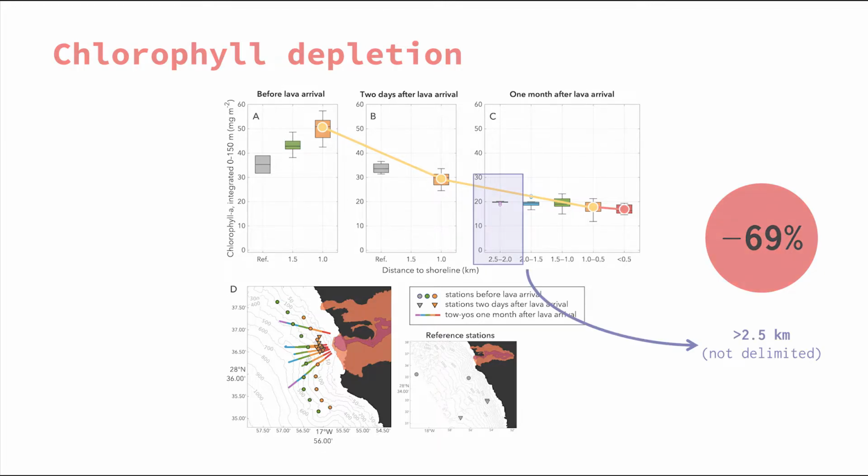And also you can see, because in the tow yaws we only reached 2.5 kilometers from the delta, that at that distance we still had very low levels. So this means that we did not delimit the area of affection. So it's at least 2.5 kilometers that this effect was present.